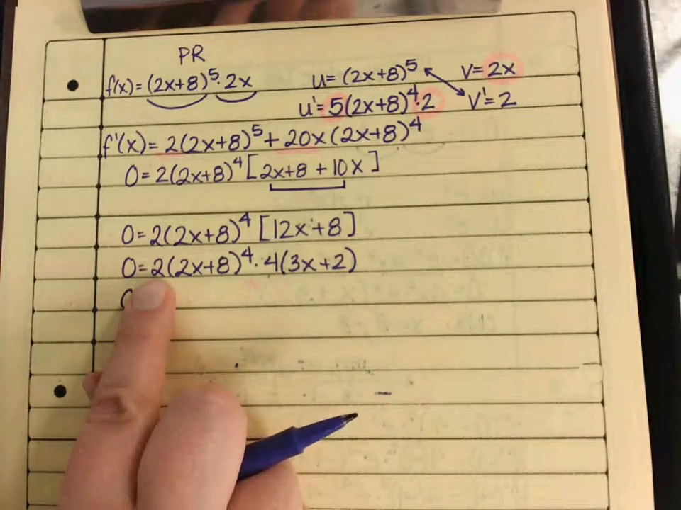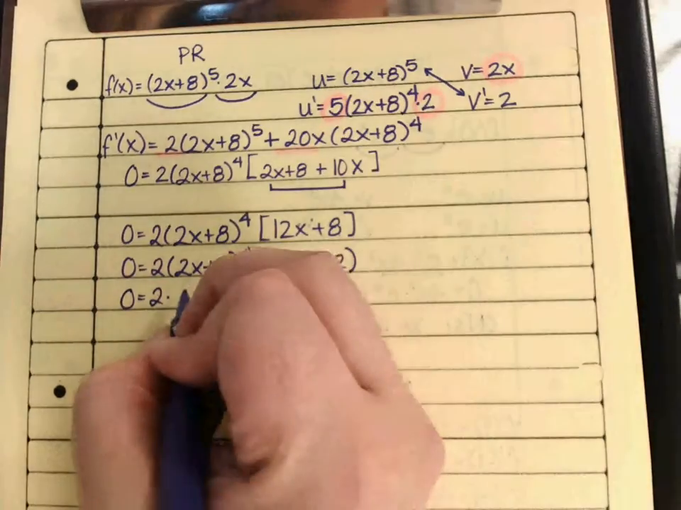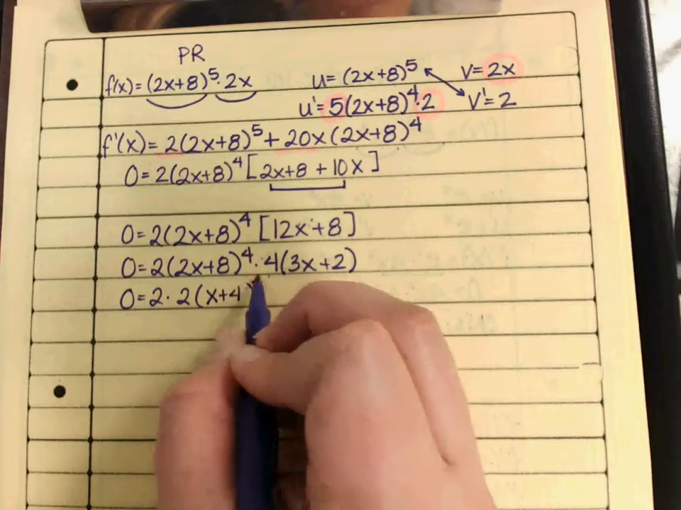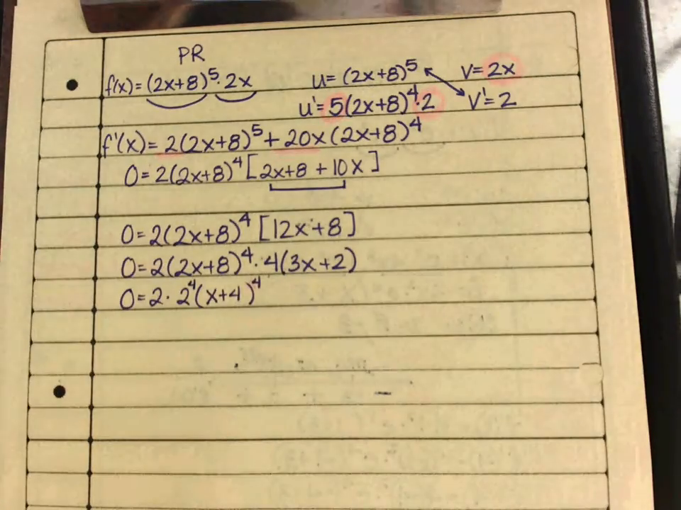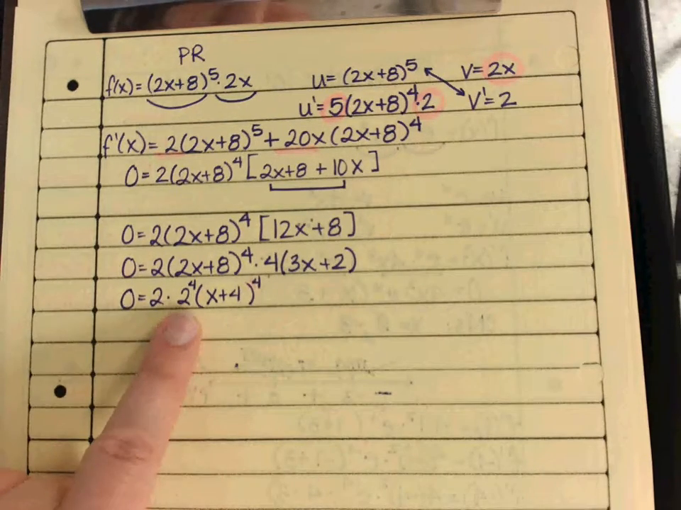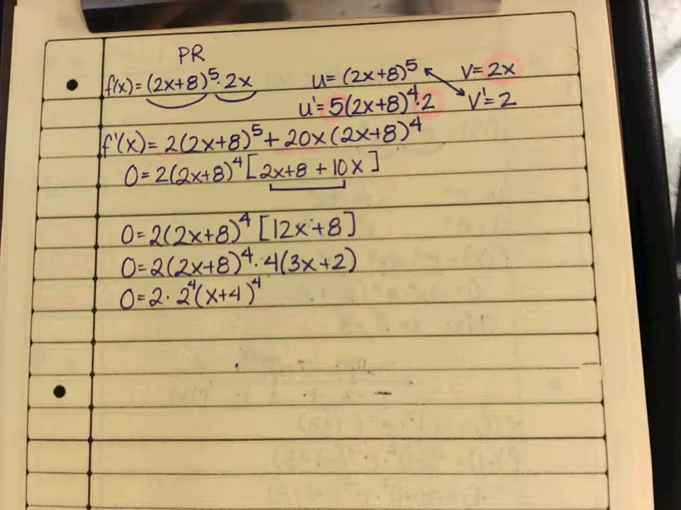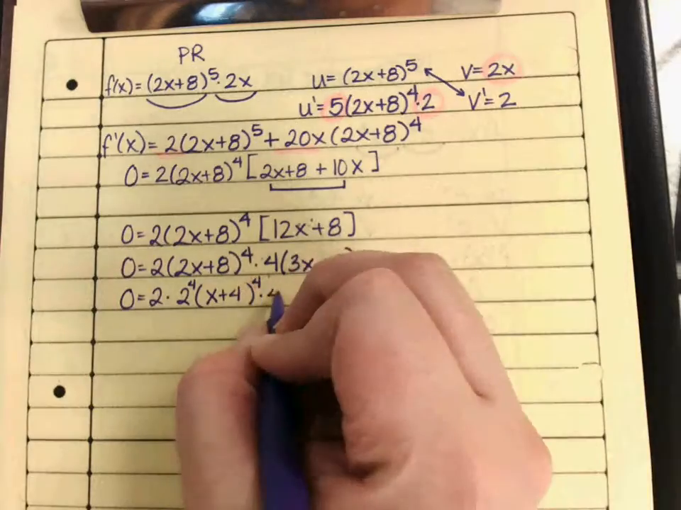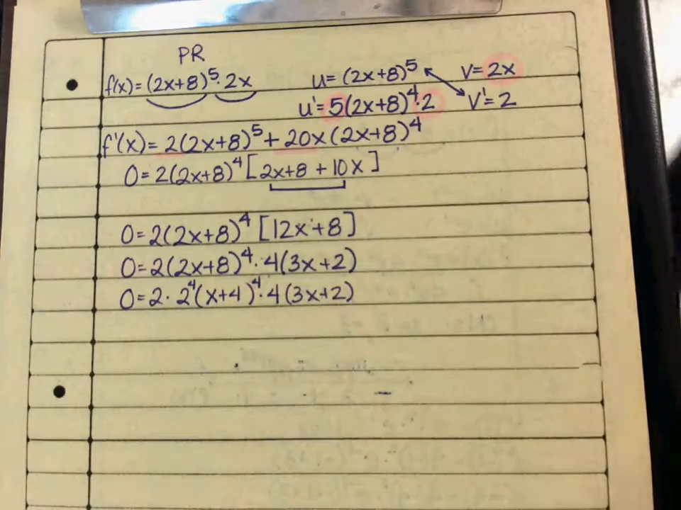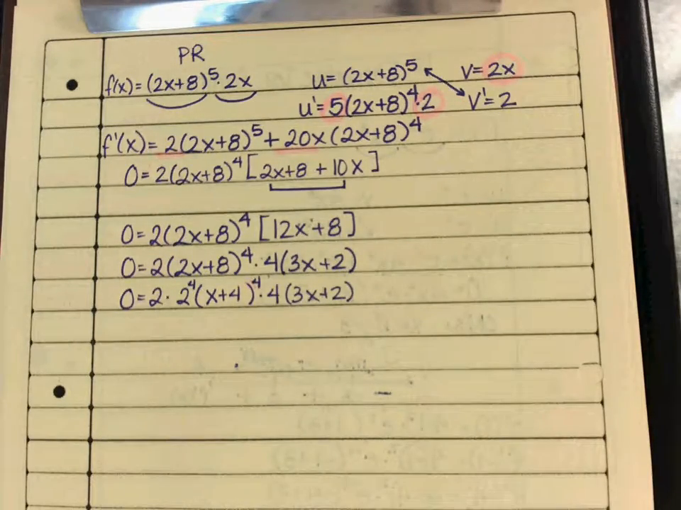It's already outside. If I want to take a 2 out of this, what would be left over from my 2x plus 8? X plus 4. But if it's to the 4th power, I took out 4 of them, because I'd have to take a 2 out of each of those 4 parentheses. Now, do I care what that number is? No. I know that there's 4 2s, but I'm going to just leave it like that. Then I also have my 4 here, my 3x plus 2 here. Okay, questions about that? Yes. So, I took a 4 out of the back bracket, and I took a 2 out of the 4th power, but I had to remember there were 4 of them, because there was 1 in each of those parentheses.